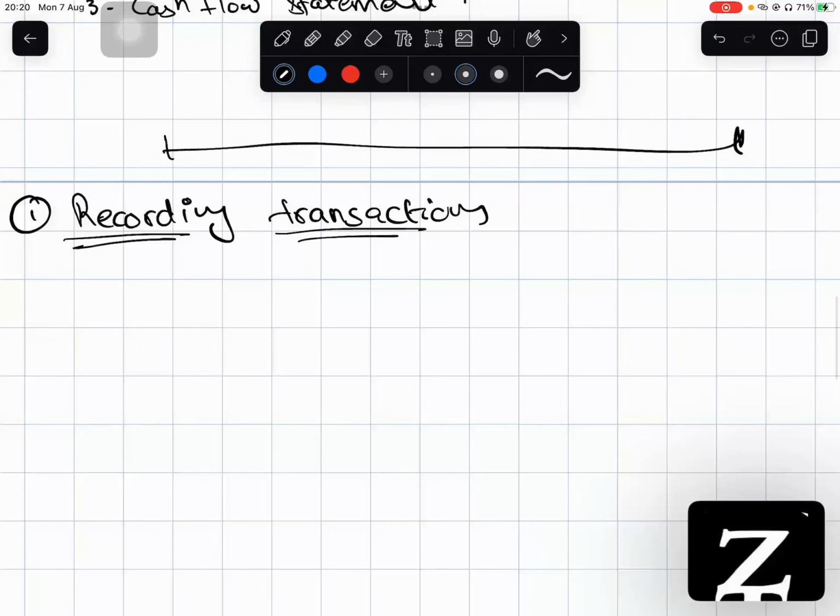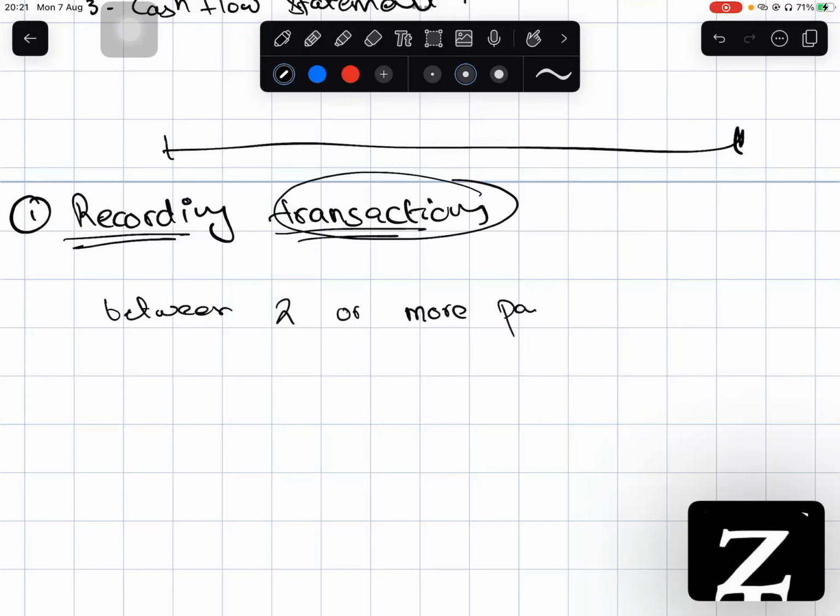Okay, so the first thing is, what is a transaction? A transaction is between two parties. Absolutely, you're absolutely right. Between two or more parties. It can be between 3, 4, 5 parties as well.